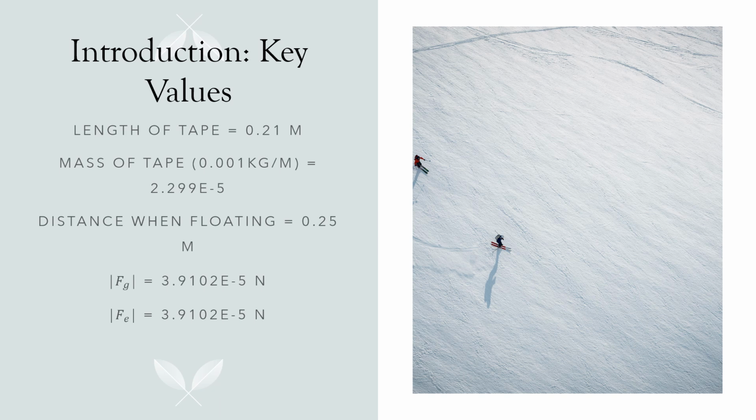So we also have some key values. The length of the tape A is 0.21 meters or 21 centimeters, and the mass of the tape is approximately 2.299 times 10 to the negative fifth kilograms, which is extremely small, which is also why the forces are extremely small. And the distance while floating is 0.25 meters, and as you can see, because this is a magnitude, these two are going to be equal because the gravitational force is equal to the negative electric force, and it will be the vectors that are actually including that negative value.